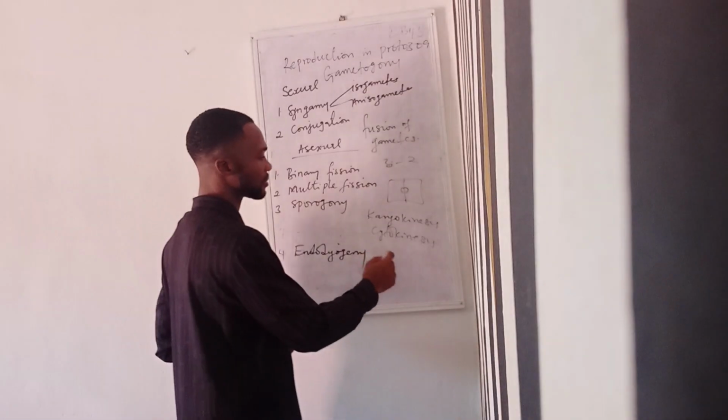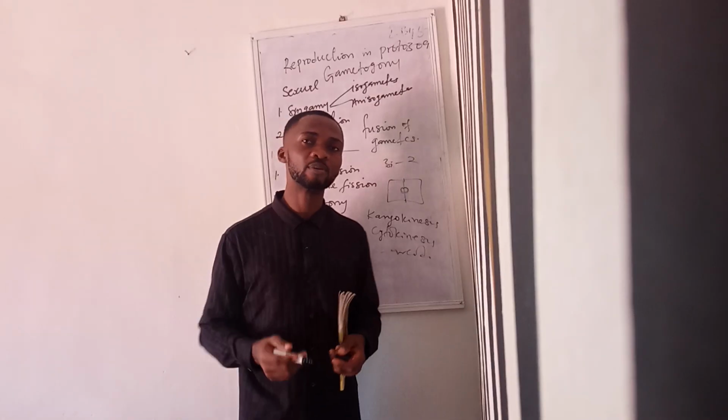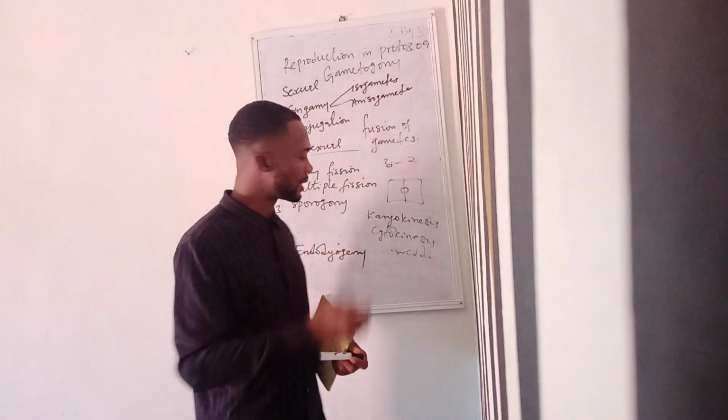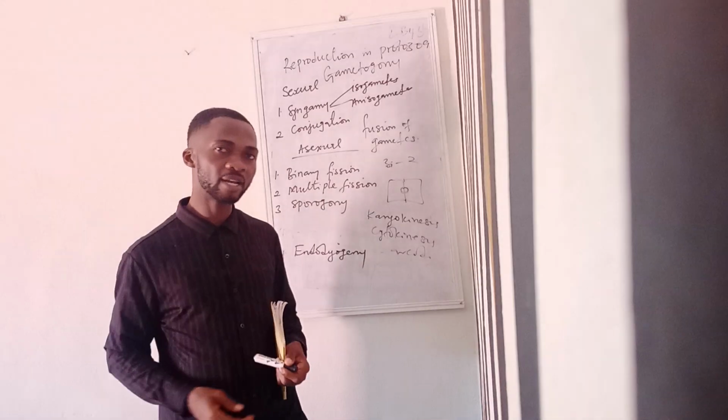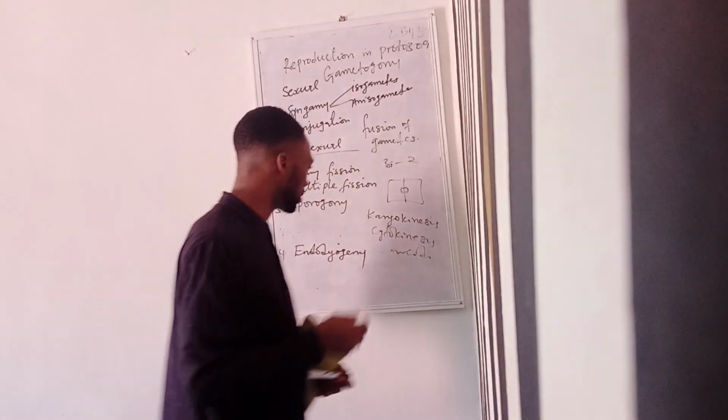You can see this in members of Sarcodina. An example of Sarcodina is Entamoeba histolytica. That's a parasite that can divide this way. And even Giardia lamblia can also divide this way. And even Trypanosoma can also divide this way.